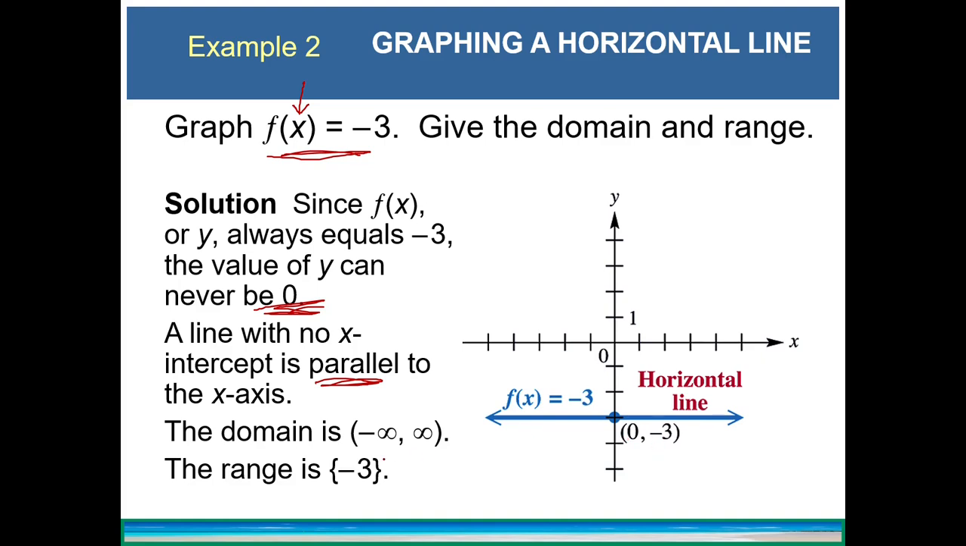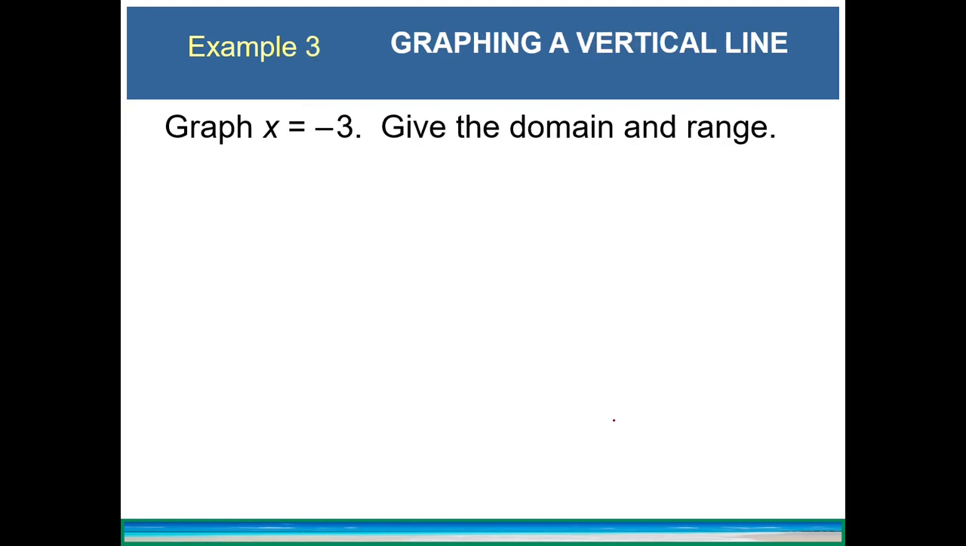It goes to the left forever, it goes to the right forever. That's why the domain is negative infinity to infinity. The range is just negative 3 because it does not go below negative 3 and it does not go above negative 3. So that is the range.